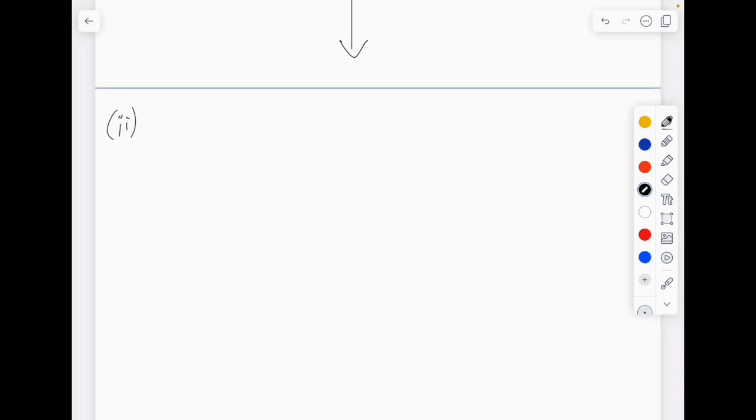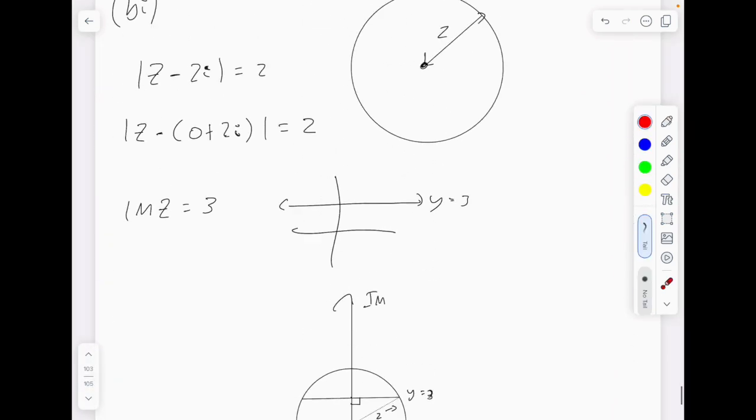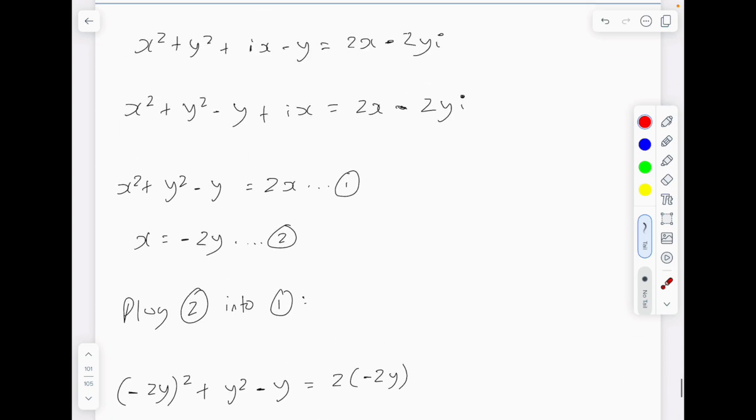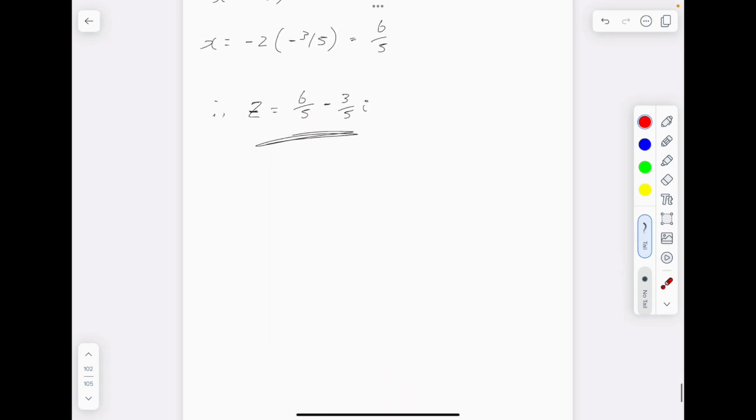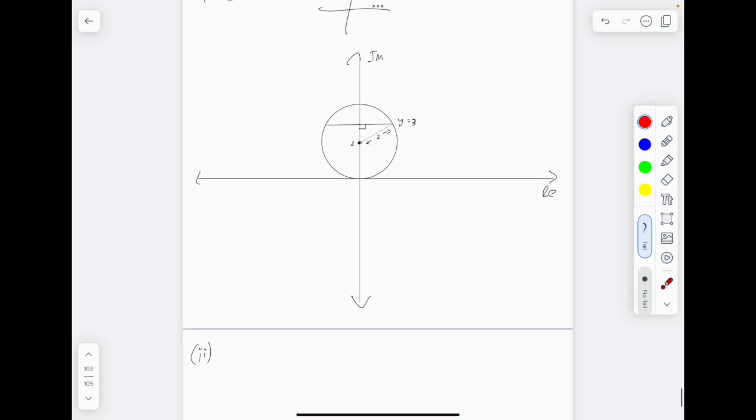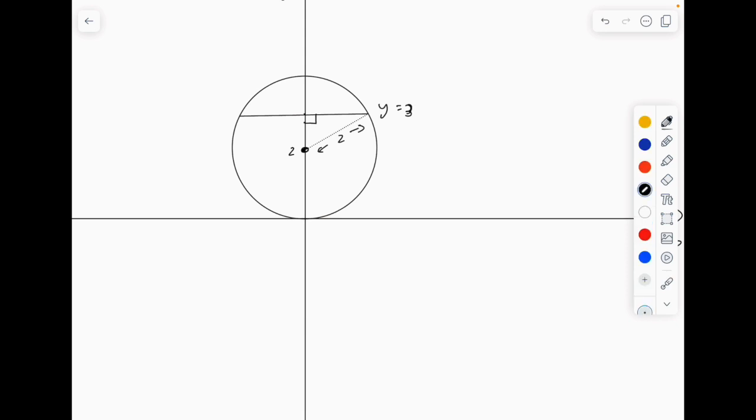Alright guys, now for part II, we have to do the following. It tells us that in the first quadrant, the two loci intersect at the point P. Find the exact argument for the complex number represented by P. So that's over here. It intersects at P. What we need to do is firstly label this triangle, so we're going to say C, P, and put R over here.